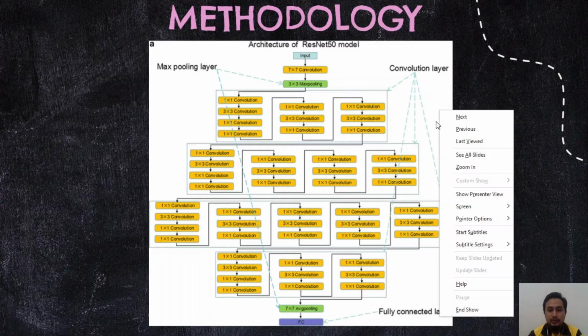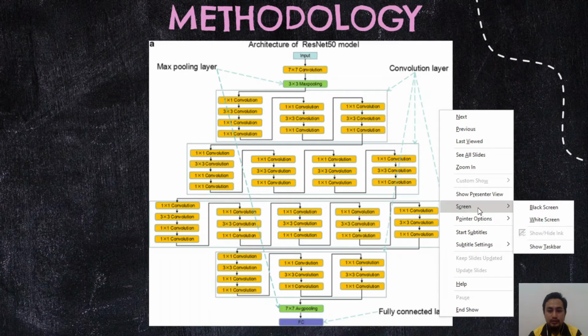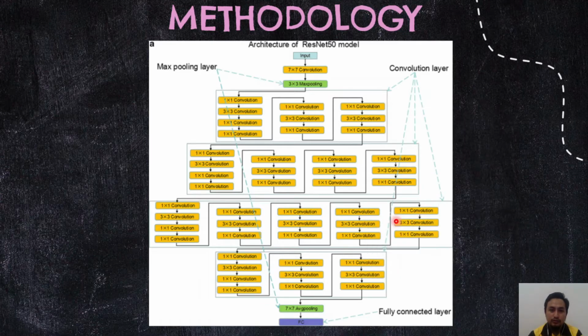So this is the architecture of the ResNet model. It contains 50 layers in total, and the first one is a 7 by 7 convolution, and the second layer is a 3 by 3 max pooling layer.